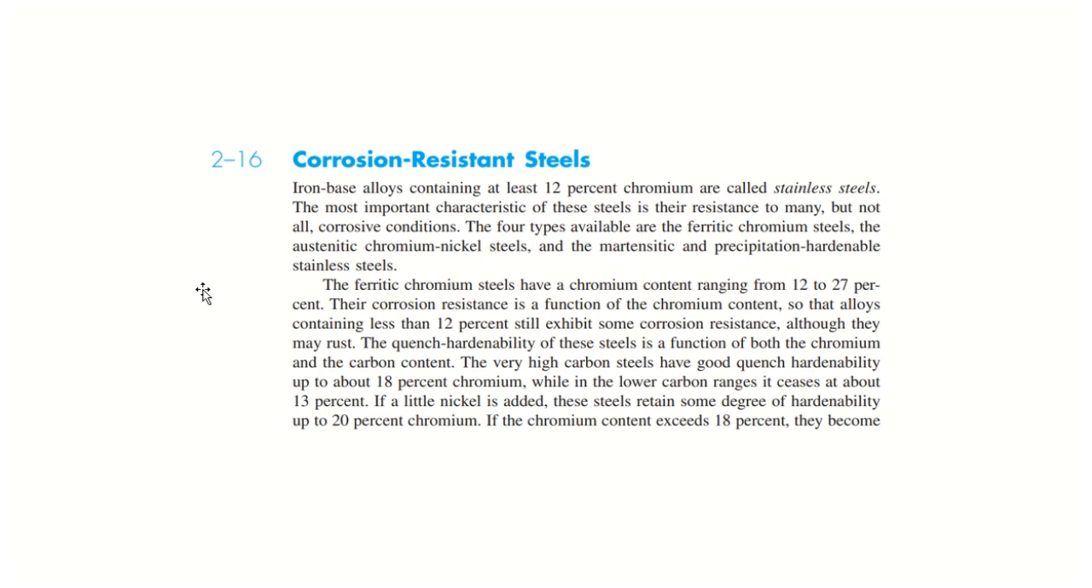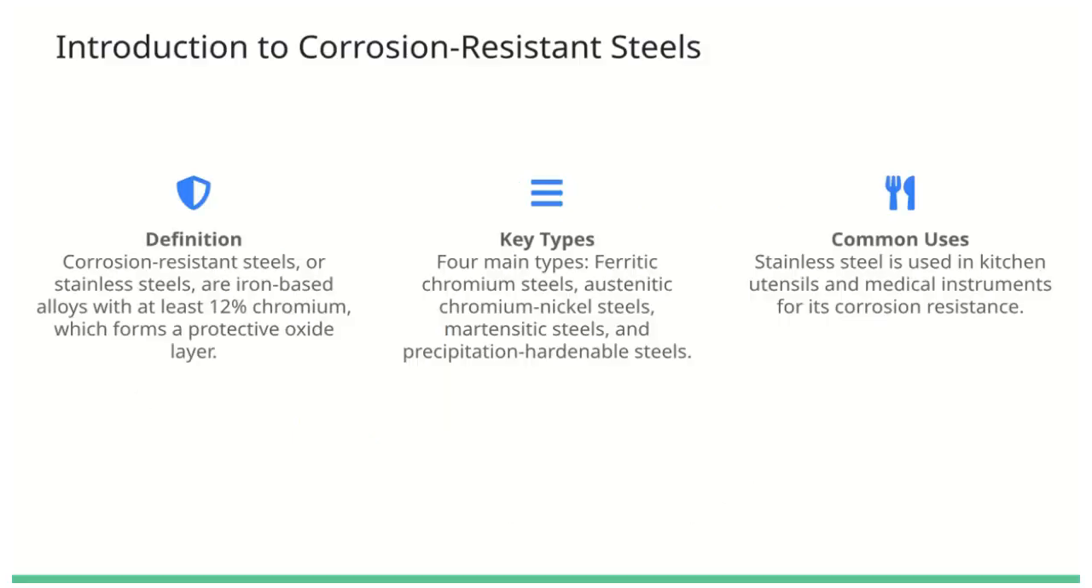We want to make that steel corrosion resistant, meaning it can be used for a long time without corrosion. So what we do is we embed chromium inside it. They are iron based alloys with at least 12% chromium, which forms a protective oxide layer. There are four main types of corrosion resistant steels: ferritic chromium steels, austenitic chromium nickel steels, martensitic steels, and precipitation hardenable steels.